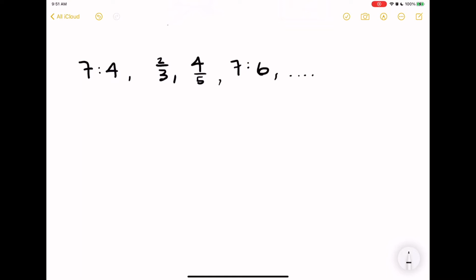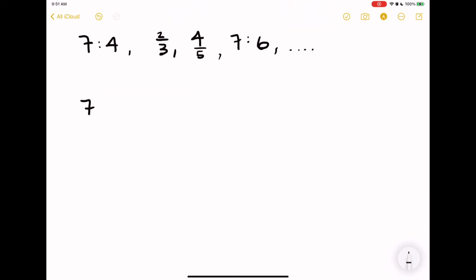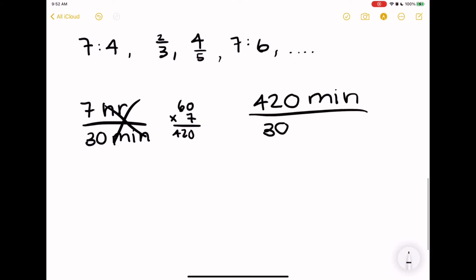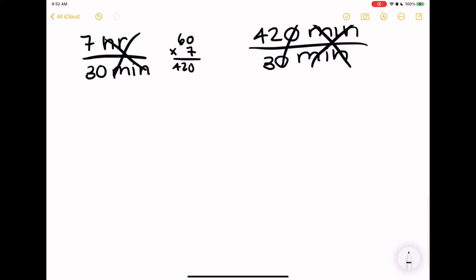Ratios can be a relation to many different things. It can be like 7 hours over 30 minutes. For every 7 hours, the other group traveled for 30 minutes. So here, we need to make sure that the units are the same so we can cancel them out. So we'll do 60 times 7 in order to convert 7 hours to minutes. And then we'll get 420 minutes over 30 minutes. The minutes cancel out, and we can simplify 420 and 30. And we'll get 14 to 1.